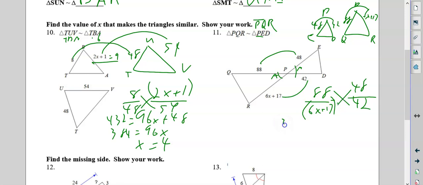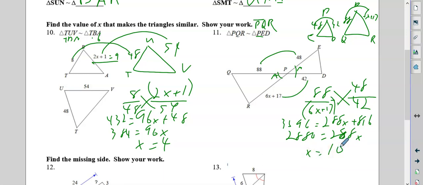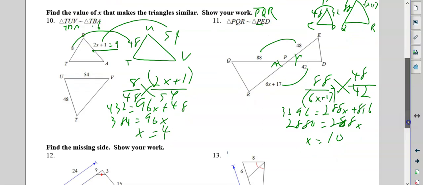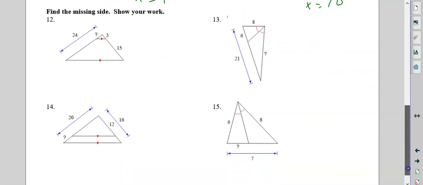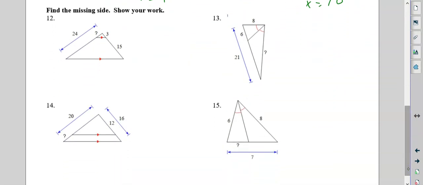So now when I multiply, I get 3696 equaling 288x plus 816. Subtract 816, I get 2880 equals 288x. And hopefully without a calculator, you see if you divide that, you'll get 10. Number 12.